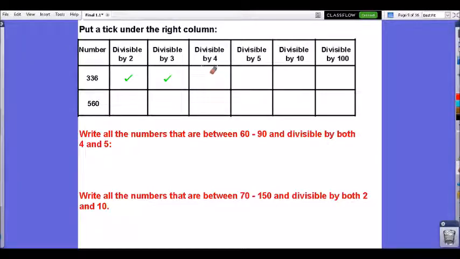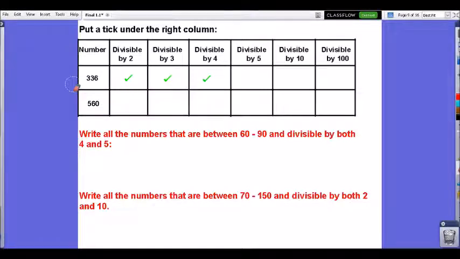Okay, is 336 divisible by 4? Well, you need to look at the last 2 digits. 36, is it one of the multiples of 4? Can 36 be divided by 4? Yes, it's 4 times 9. If you don't know your 4 times table very well, which is not going to be good at all, you can just divide 36 2 times by 2. Let's check. 36 divided by 2 is 18. You divide it again by 2. Yes, we can. It's 9. Then it is divisible by 4.